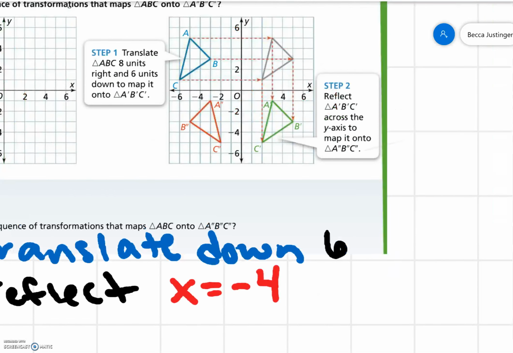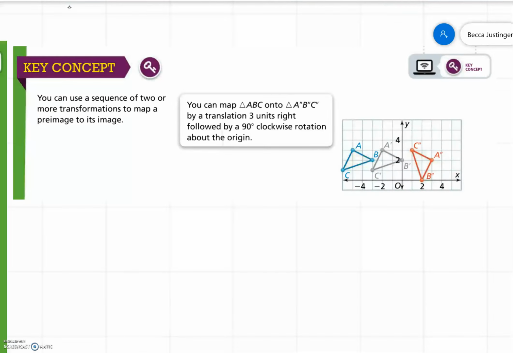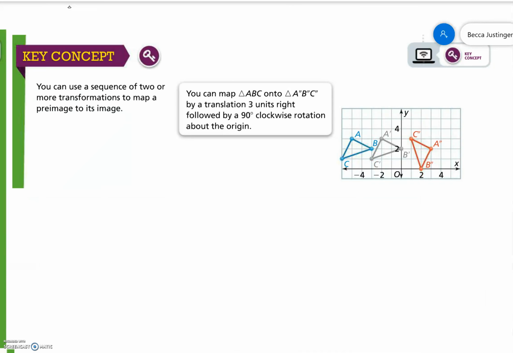Okay, key concept. You can use a sequence of 2 or more transformations to map a pre-image to its image. You can map ABC onto A double prime, B double prime, C double prime by a translation of 3 units right, followed by a 90 degrees clockwise rotation about the origin.